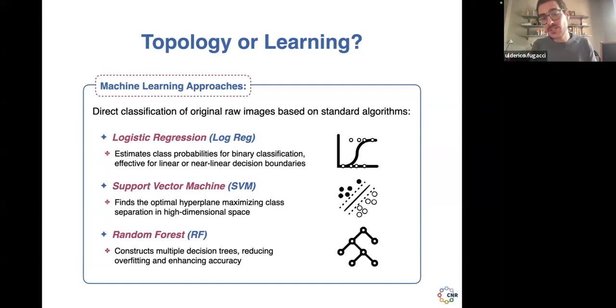In the end, we also consider random forest, which is capable of classifying data based on decision trees. And in order to reduce overfitting and enhance accuracy, not just one decision tree is considered, but multiple random decision trees are considered to build this random forest and to make the analysis and the prediction as accurate as possible.